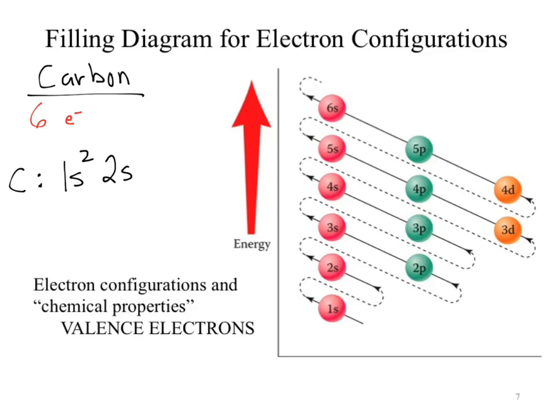How many electrons fit in the 2s? 2. Have we satisfied all of the electrons that carbon needs? No. So what do we do? We'll go to the 2p. How many electrons need to go in our p orbitals? We need 2. Have we put in all of the electrons that carbon needs? Yes. We now have the electron configuration for carbon.